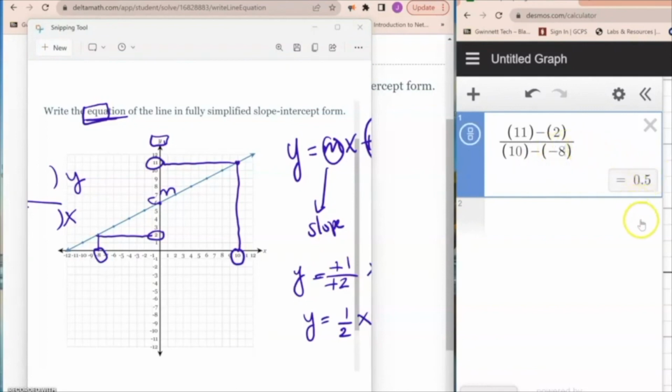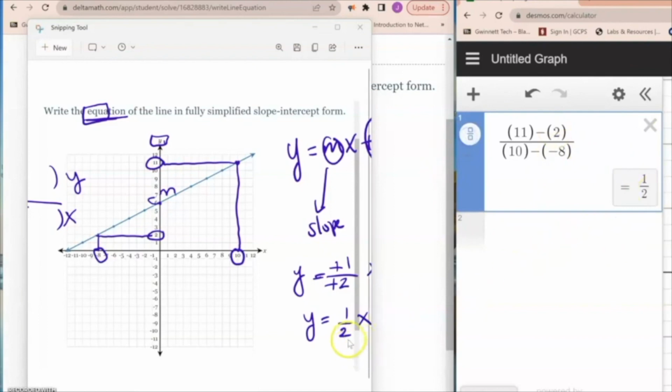Oh my gosh, it's a decimal. What do you do? You click this circle, and boom, you have the same 1/2 as if you were doing rise over run. So whichever method is easier for you, please go ahead and choose that method. It does not matter.